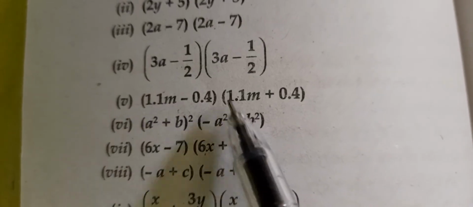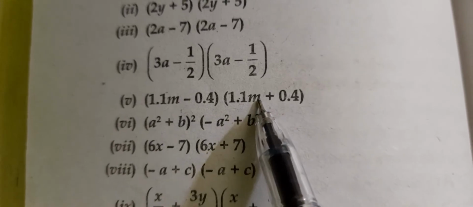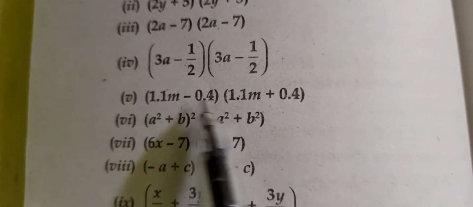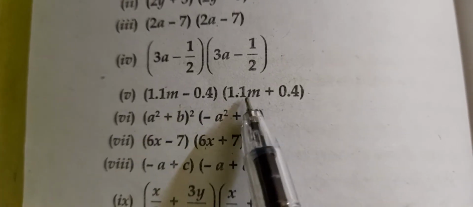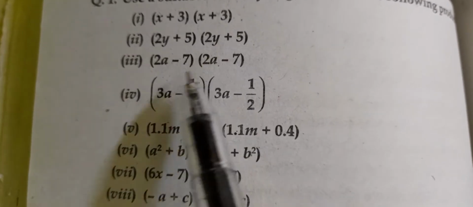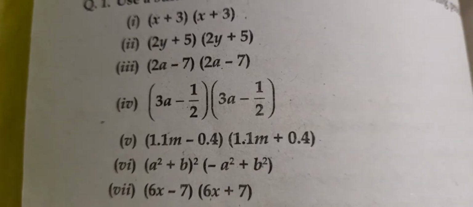Look at the fifth question. Here 1.1m, 1.1m and 0.4m, 0.4m. But the first bracket contains a minus, the second bracket contains a plus. But look at the previous sums. There is a plus in both the brackets or a minus in both the brackets. But in the fifth question, one is minus, another one is plus. Let's see which identity is in the same model.